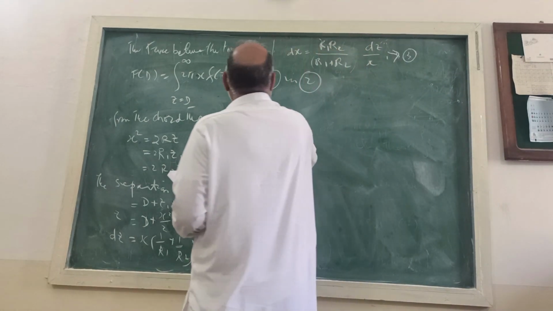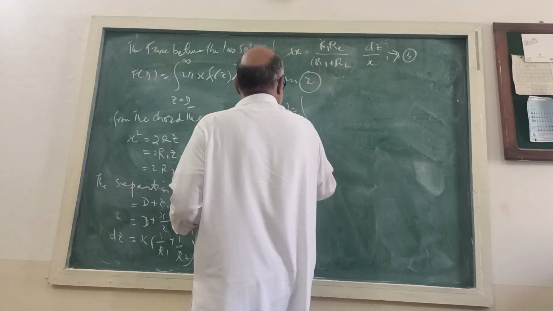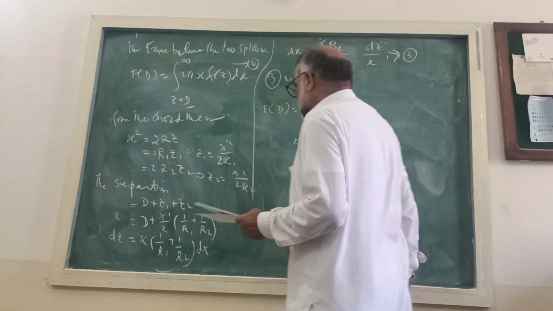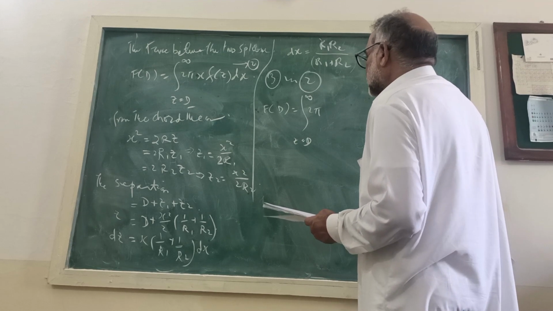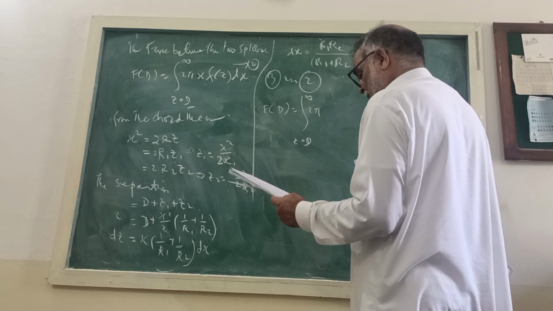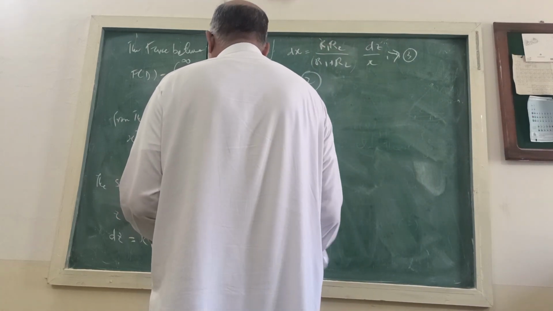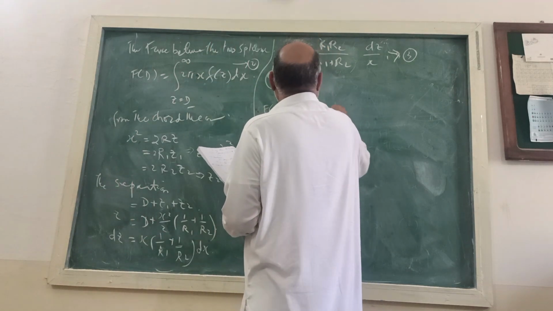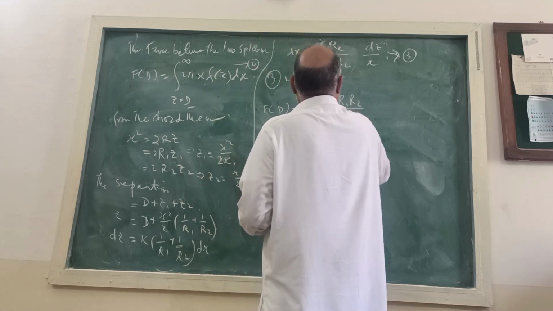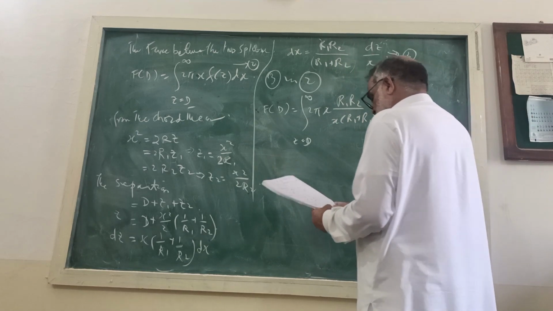So f of d will be equal to, you integrate from z equal to d to infinity, 2 pi x, and dx is r1 r2 by x and r1 plus r2 and dz.